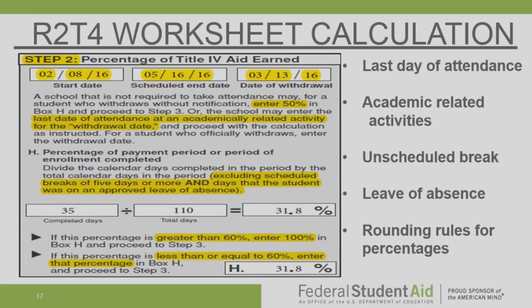Date of withdrawal for a school that is not attendance taking can be 50%, which is the midpoint of the payment period, or the last day of an academic-related activity. What the department considers academic-related activity could be the last day the student attended your institution, the last day he submitted the homework, or took an exam, or participated in a group study. What's not considered to be last day of an academic-related activity is the last day the student ate in your cafeteria using your meal plan, stayed in your housing, or sought academic advising.